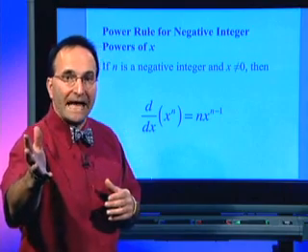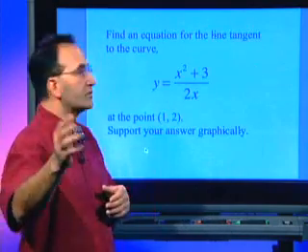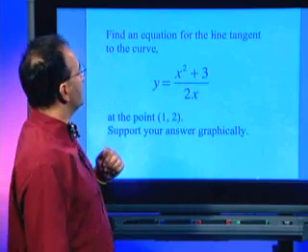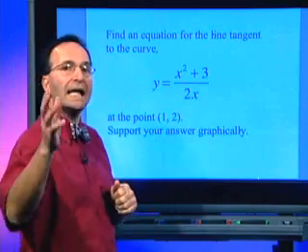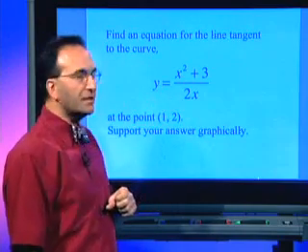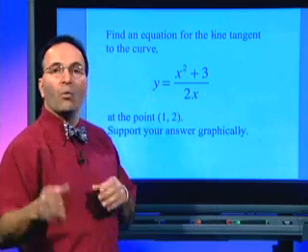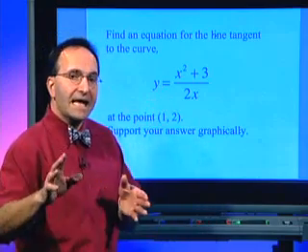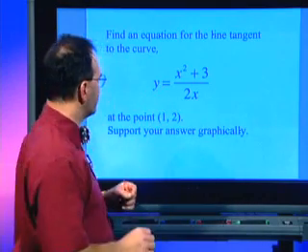Let's try an example of where we would use the power rule. So what I would like to do is find an equation for the line tangent to the curve y equals (x squared plus 3) divided by 2x at the point (1, 2). And we're also going to look at this to support our answer graphically.